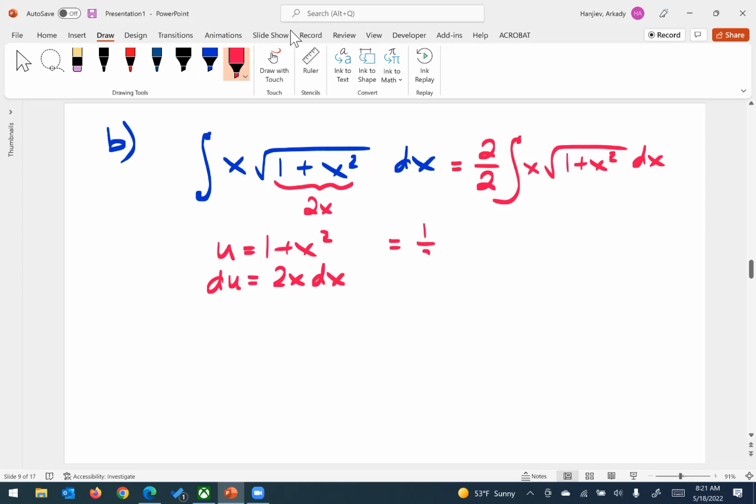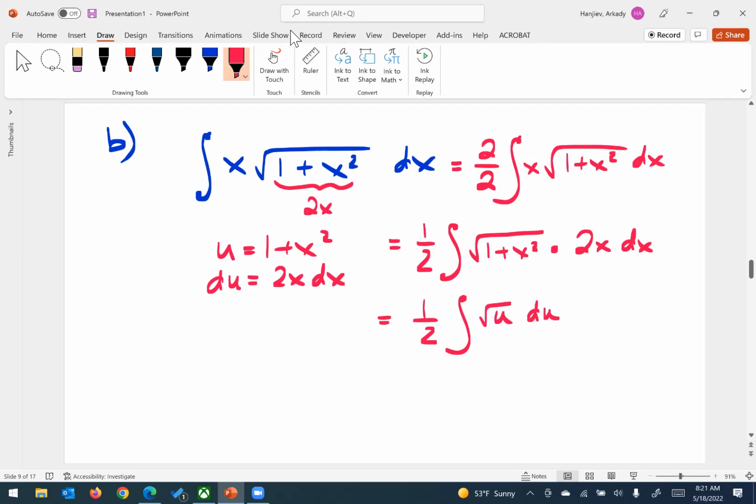So 1/2 stays on the outside. Antiderivative of the square root of 1 plus x squared. I put a little dot right there. I like to separate that with a dot because it makes me see exactly what my dx is. The 2 just slid on top with the x over to the dx. And lovely, I got that. I have the square root of u now, du, and that is an easy one.